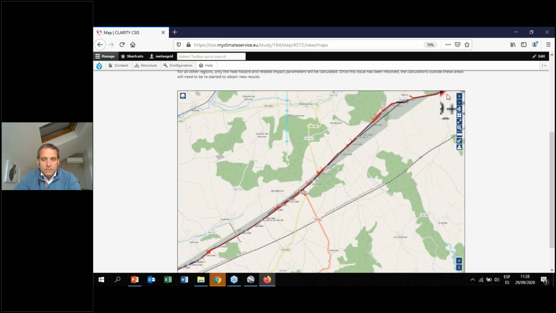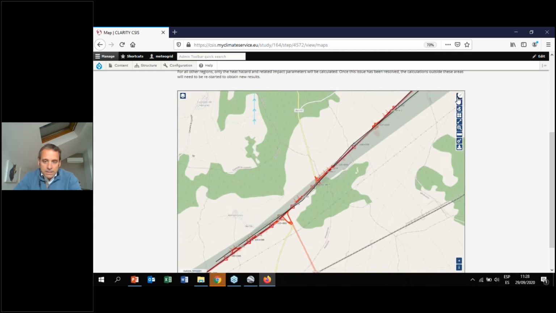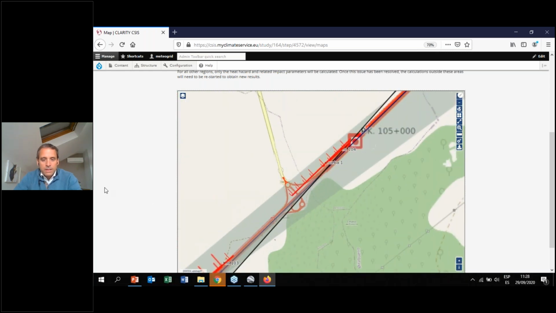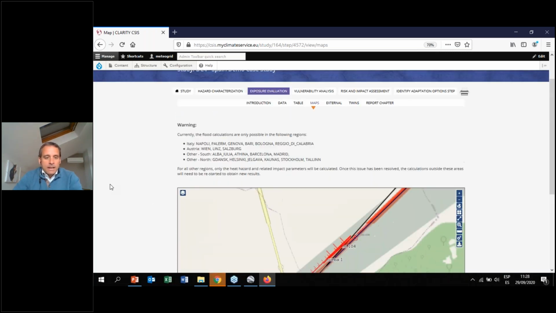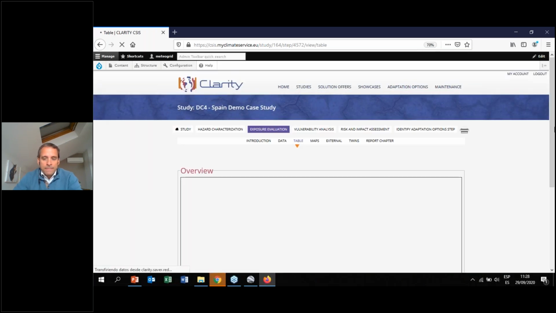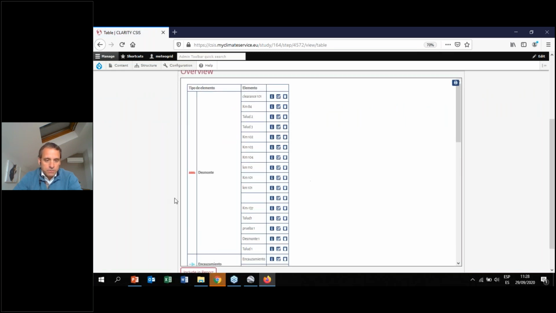We can identify in the map. Okay. And even we can identify in a table. Okay, so we have identified all the exposure points, for example, according to the type of infrastructure.